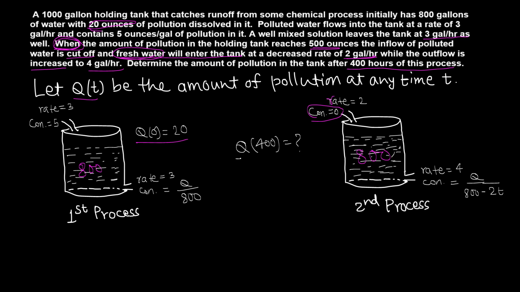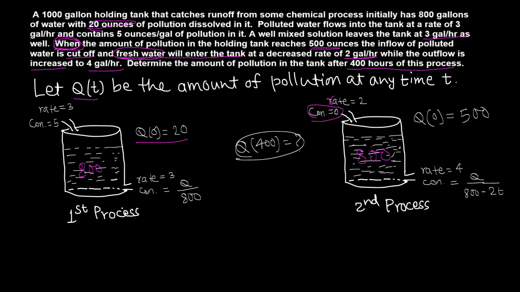So we'll determine this in context. For the second process, the amount of pollution at the beginning, I'm resetting the clock, so I start at 0 again. That is when this gets 500 ounces. So 500. Let's write the differential equation plus initial value for the first one.